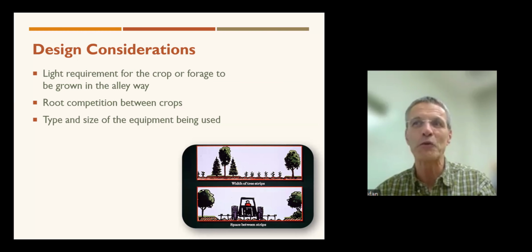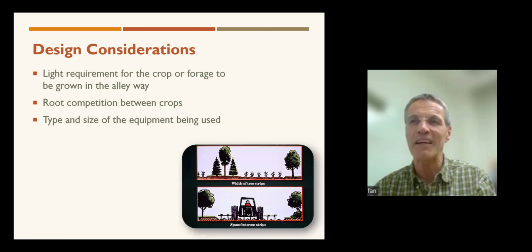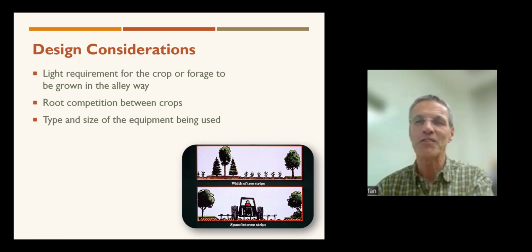Same is true for root competition. If you have a woody plant that completely takes up a lot of root space and grows wildly into the alley, that is not a good thing. You can't use that in an annual crop.